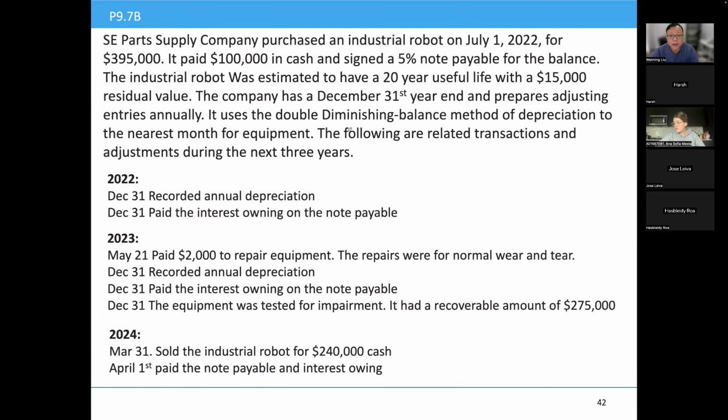Some of the important information would be the number of years of useful life. It's 20 years. And also the residual value, 15,000. And also, what's the method? We learned about straight line amortization, double diminishing balance method, and also units of production. Those are the three depreciation methods. So in this question, they're asking you to use the double diminishing balance method.